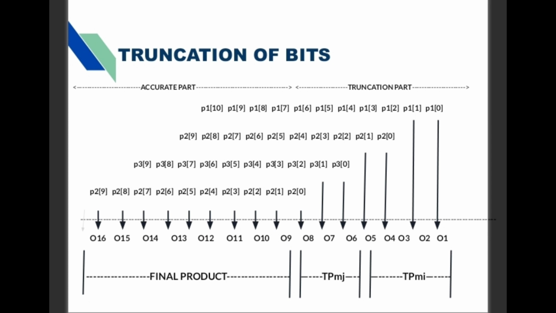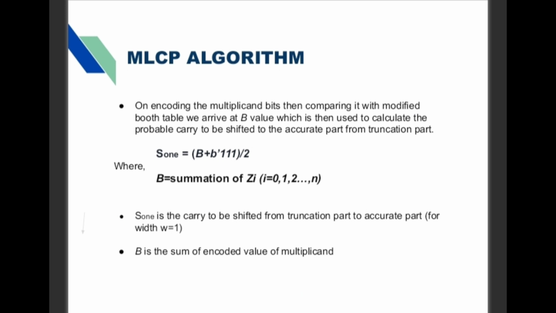We have the partial products of the multiplicand as well as the multiplier. The output of the multiplicand and multiplier is 16 bits. We are going to separate the 16 bits into two parts, truncation part as well as accurate part. We are going to separate the truncation part into two types, which are TP major and TP minor. This is the MLCP algorithm. These are the formulas we are going to use, which is S1 is equal to (beta plus 3 1 bits) whole divided by 2, where beta is equal to summation of Zi. Here Zi is the encoded multiplier.